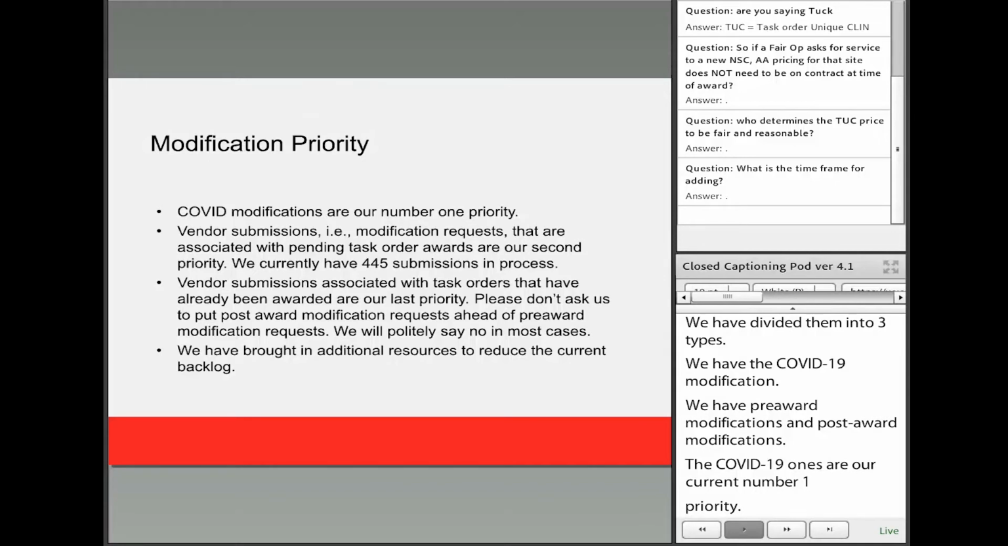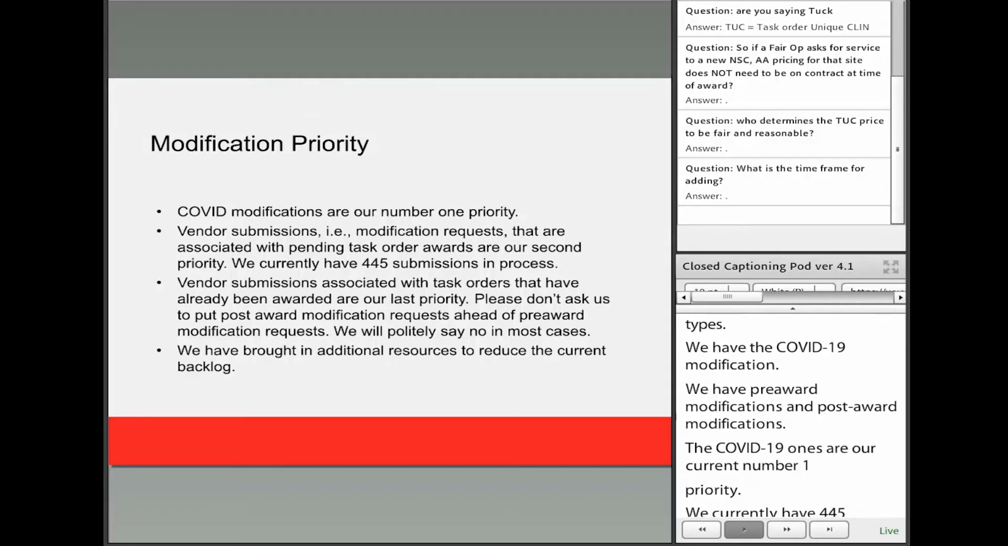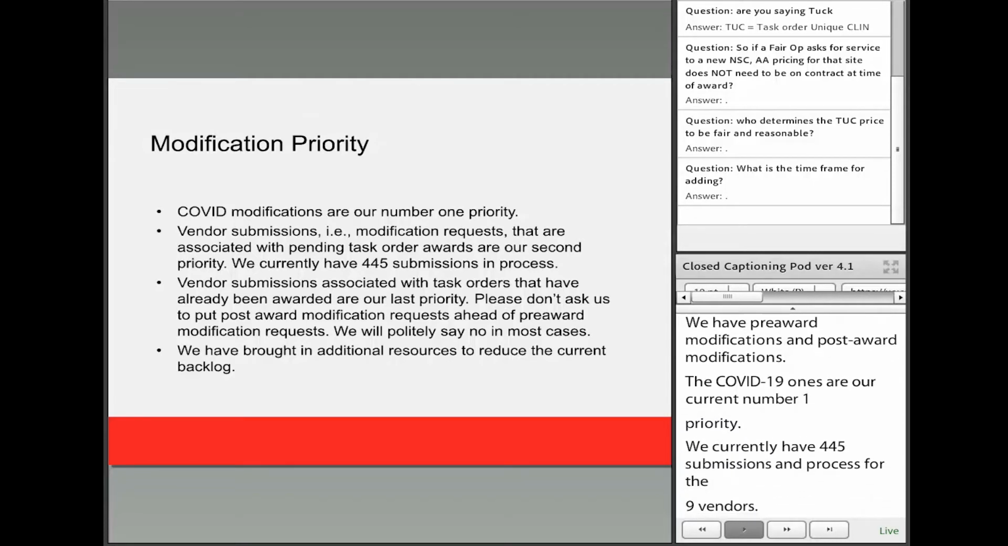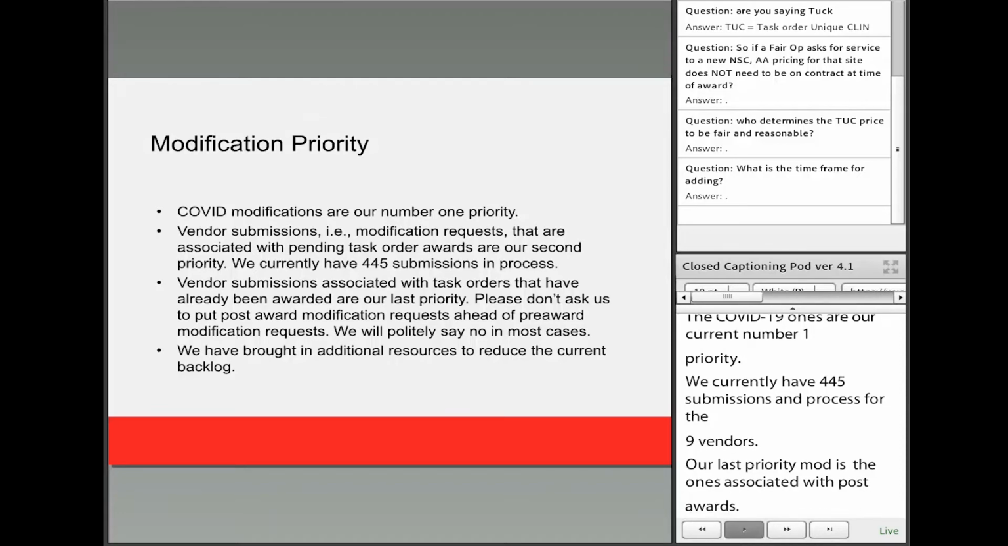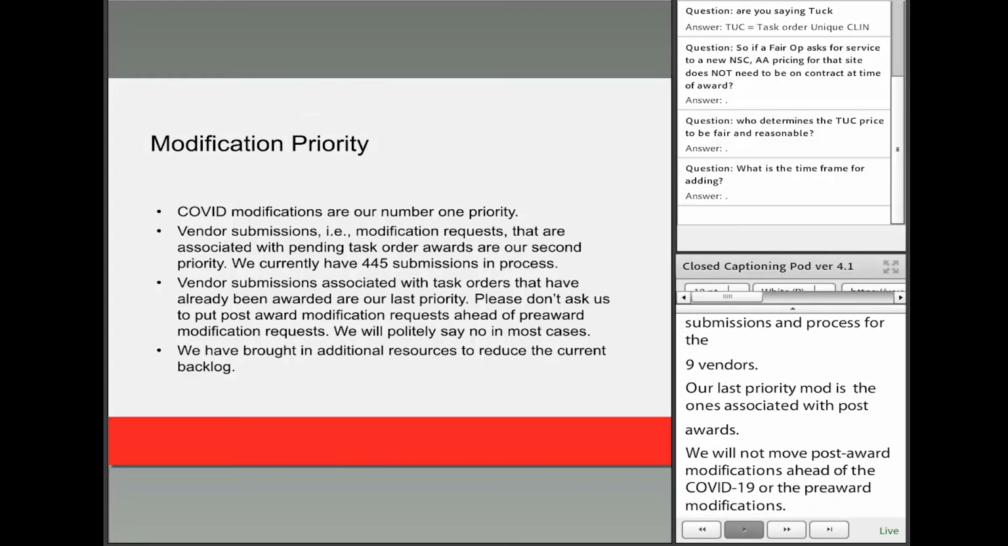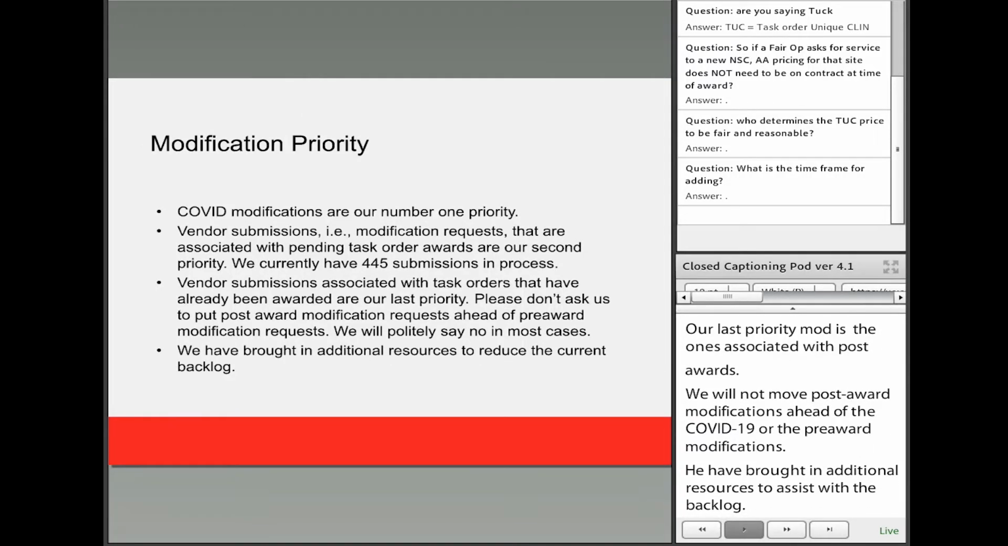Lastly, our last priority mod is ones associated with post-award. And we will not move post-award modifications ahead of the COVID-19 or the pre-award modifications. We have brought in additional resources to assist with the backlog. We continue to make good progress, tracked on a weekly basis. But of course, as more solicitations come in, we get more modifications. So please be patient as we try to accommodate getting them all awarded.